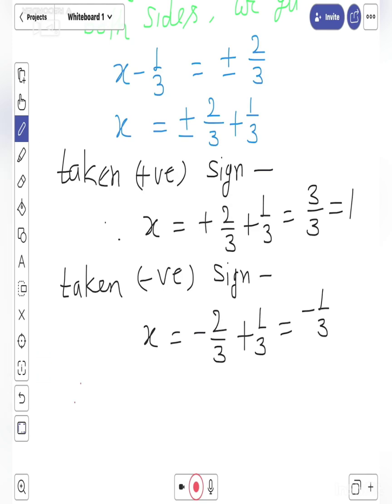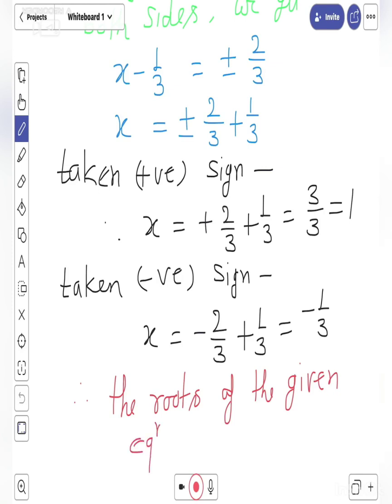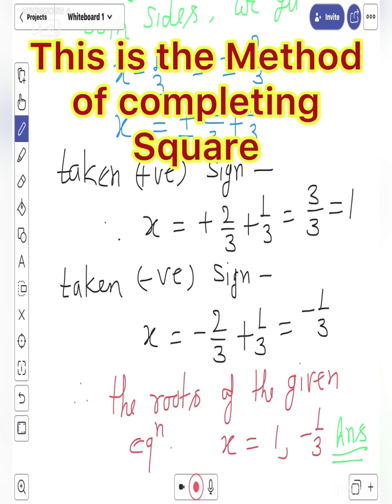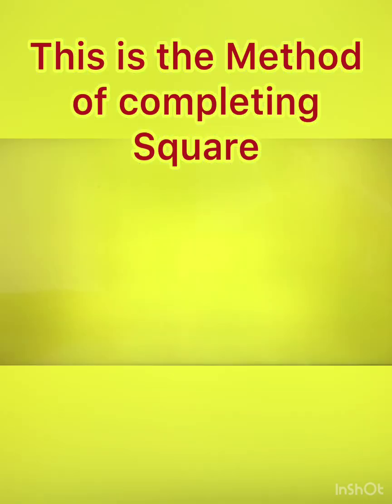So dear, the roots of the given equation are x equal to 1 and minus 1 by 3. So dear, this is the final answer of this question. So this is the method.